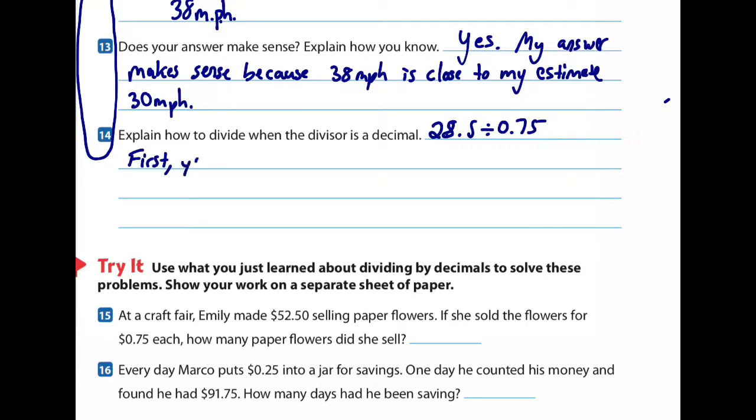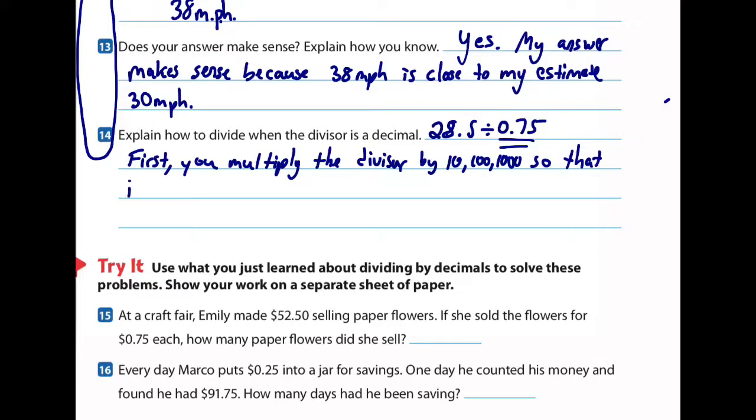is you multiply the divisor. Now the divisor is the number you divide by. So you multiply the divisor by, it could be by 10, 100, 1,000, whatever you need to do, so that it's a whole number. Okay, so remember in our example, we multiplied it by 100 because that made it a 75.